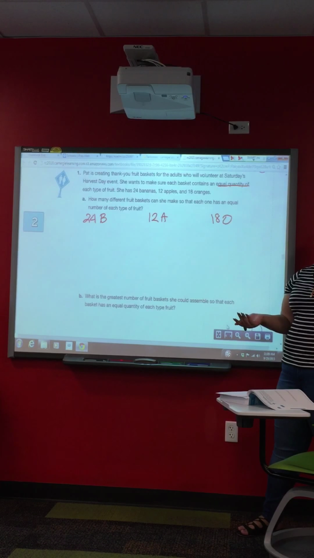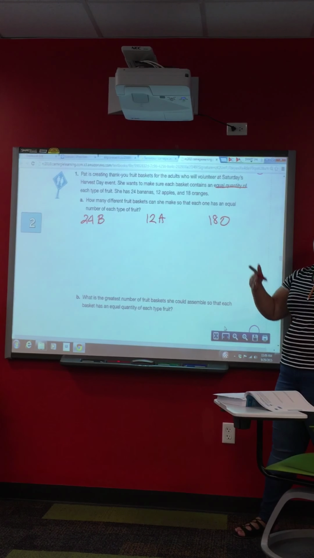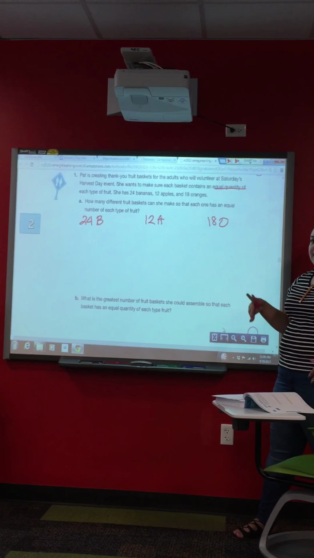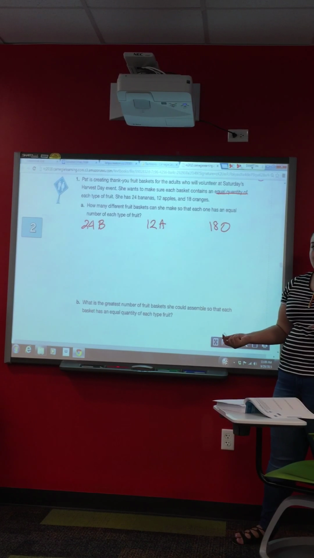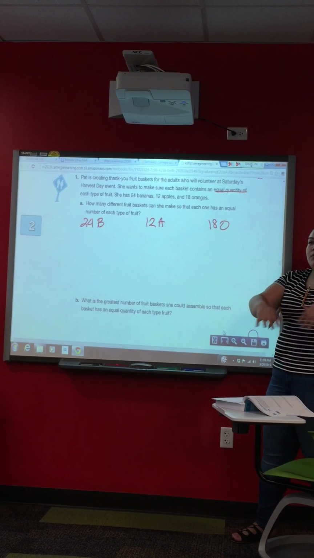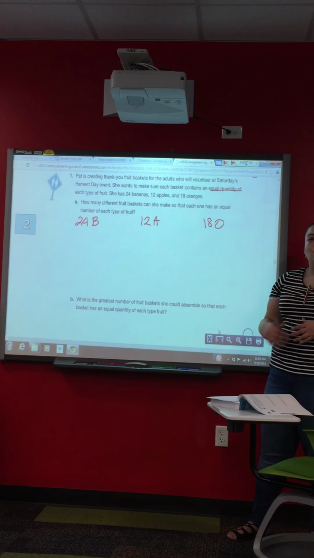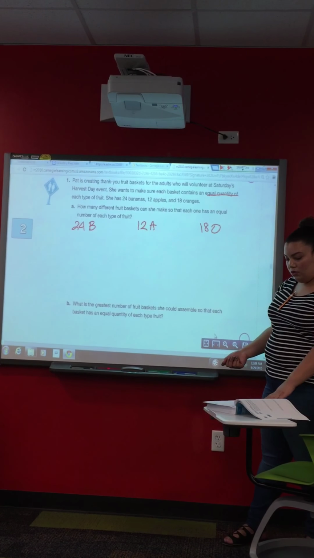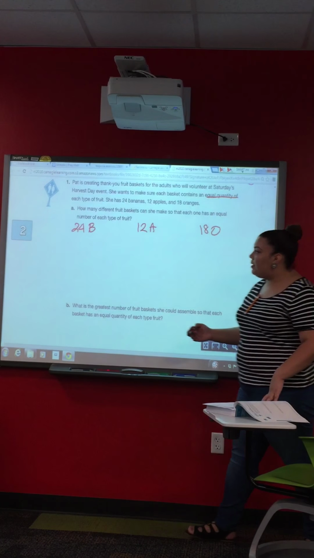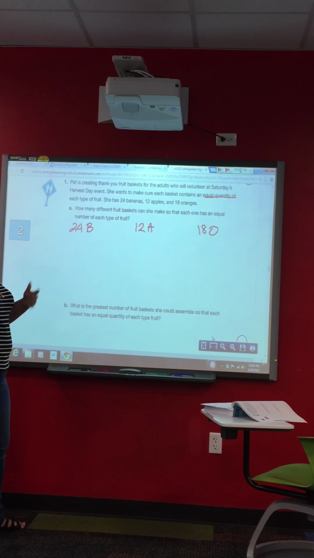The way that we find that is by finding what are the factors of 24, what are the factors of 12, and what are the factors of 18, and which numbers they all have in common. Because again, since we are dividing out the fruits into different baskets and we want equal ones, we need to find that common factor between each number. So, first thing is we need to make a rainbow for 24.